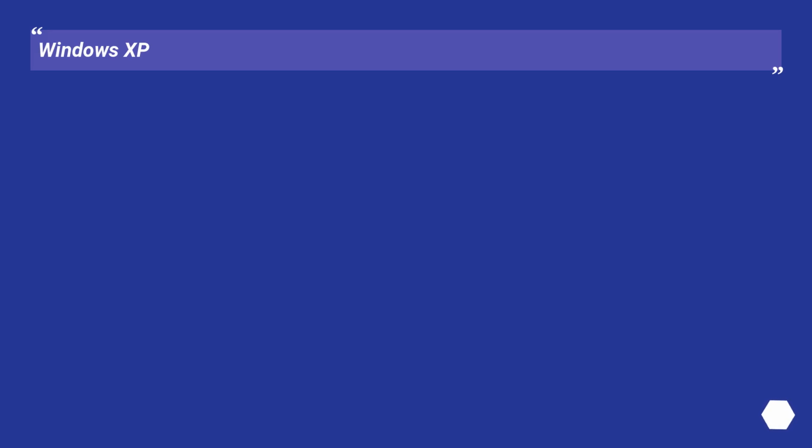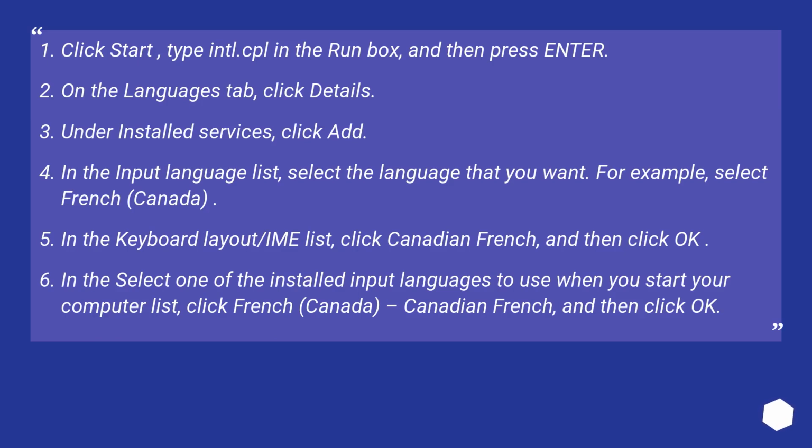Windows XP. Click Start, type international.cpl in the Run box, and then press Enter. On the Languages tab, click Details. Under Installed Services, click Add. In the Input Language list, select the language that you want. For example, select French, Canada. In the Keyboard Layout/IME list, click Canadian French, and then click OK. In the list to select one of the installed input languages to use when you start your computer, click French, Canada, Canadian French, and then click OK.